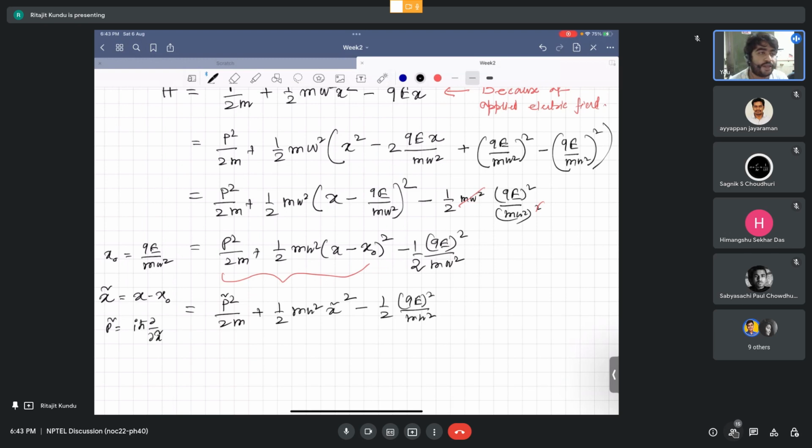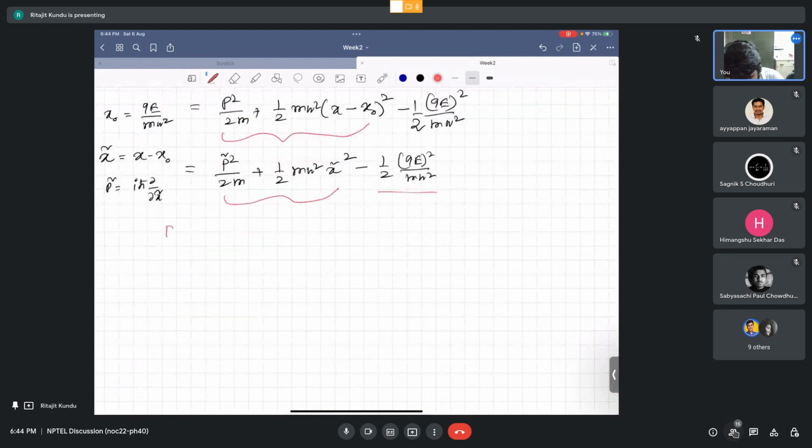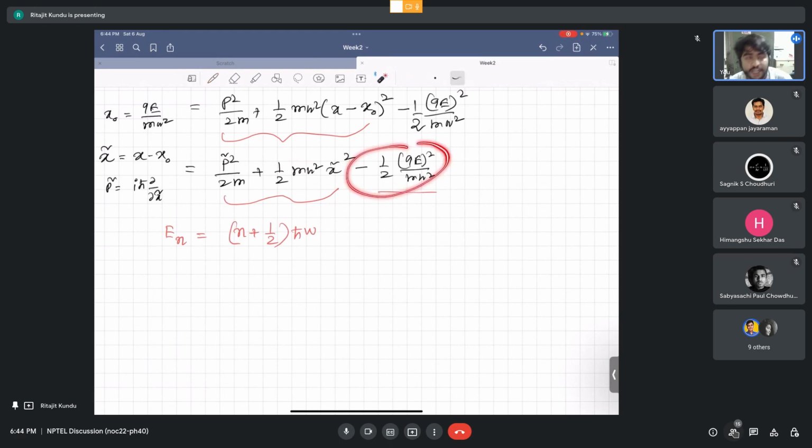In this kind of coordinate system, we basically know the solution of this part of the Hamiltonian, and there is a constant term. If you add any constant term in your Hamiltonian, that doesn't change your eigenvalues, that just shifts them. So we know the energies of this thing. The energies are just the normal energies of a harmonic oscillator, given by n plus half h bar omega. But this is not complete yet because there is an additional constant term. We have to take account of that also. So this is n plus half h bar omega minus half q e square by m omega square.